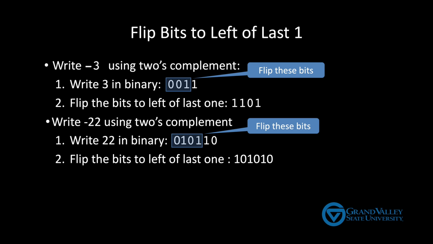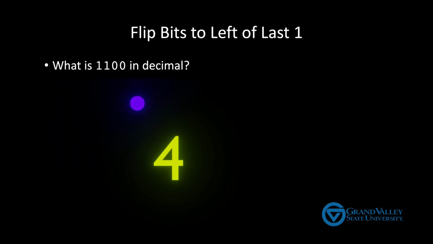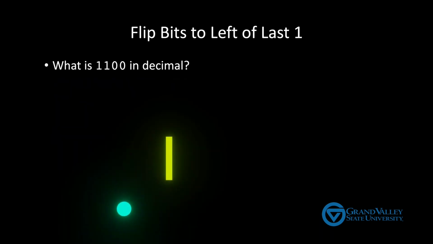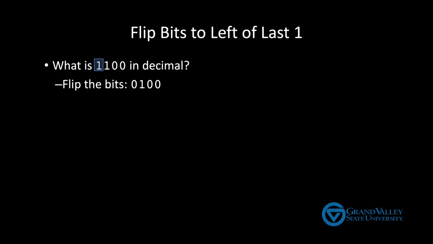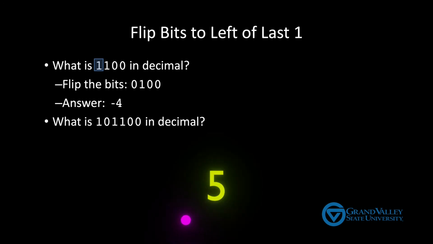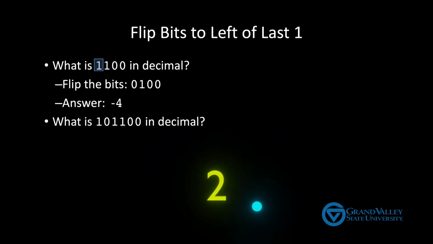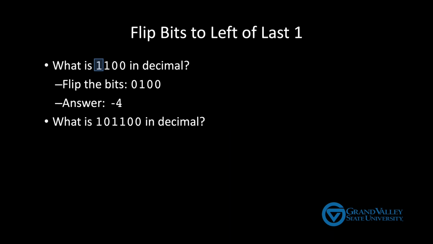And like the first shortcut, this one also works in both directions. So use it to find the decimal value for 1100. This time only the leftmost bit gets flipped, which gives us 0100, telling us that this is the 2's complement for -4. All right, last one. What is 101100 in decimal? Well, flip the 3 leftmost bits. That gives us 010100. That's 20 in binary, which means we've encoded -20.